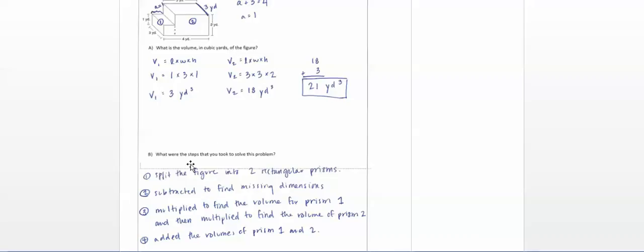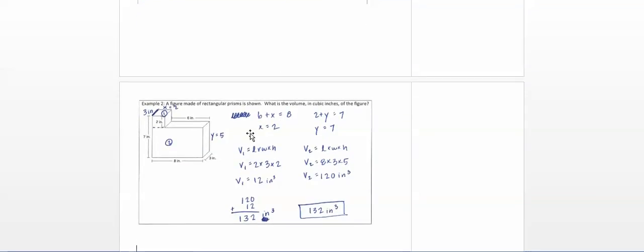So what were the steps that we took to solve this? We split the figure into two rectangular prisms, 1 and 2. We subtracted so that we could find the missing dimensions. We multiplied to find the volume for prism 1, we multiplied to find the volume of prism 2, and then we added the volumes together. So again, we're seeing volume is both multiplicative and additive.